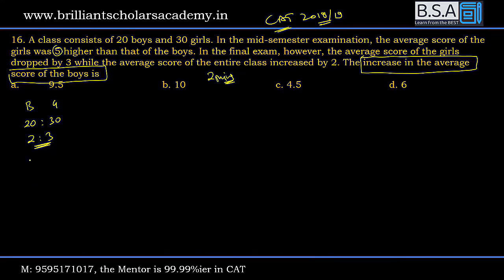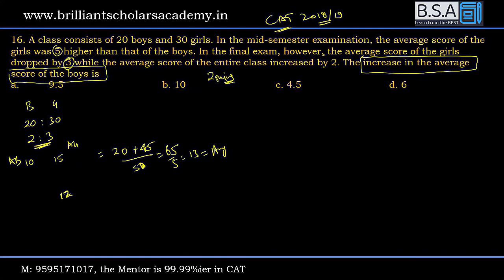See, if I assume boys had an average of 10, girls had an average of 15. So what was the class average? Please observe. The class average was (20 plus 45) upon 5. 2 and 3, 2 and 3, 5. That is 65 upon 5. This was the average of the class. This is the average of boys, this the average of girls. I've assumed them. You can assume whatever you like. Now, the average score of girls dropped by 3. The average score of girls becomes 12.